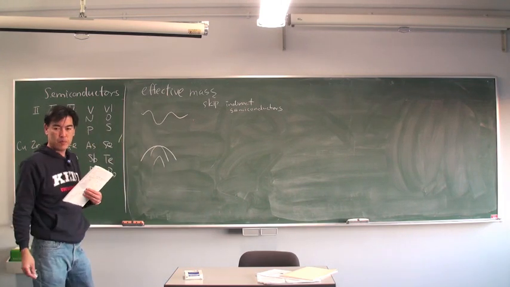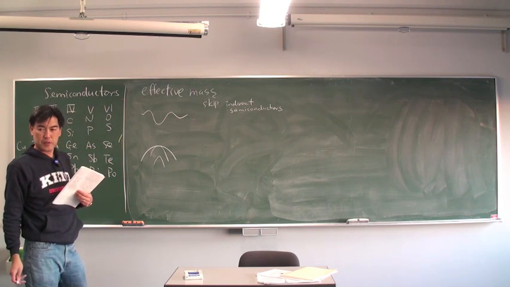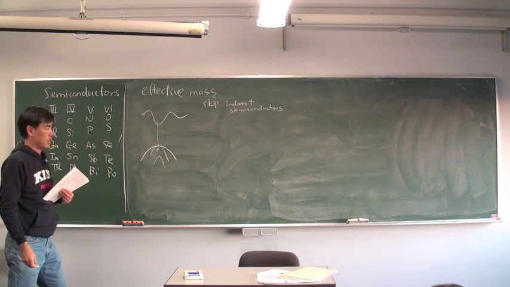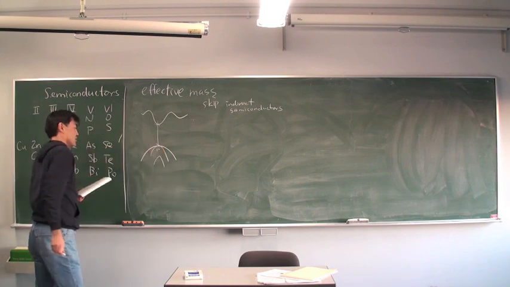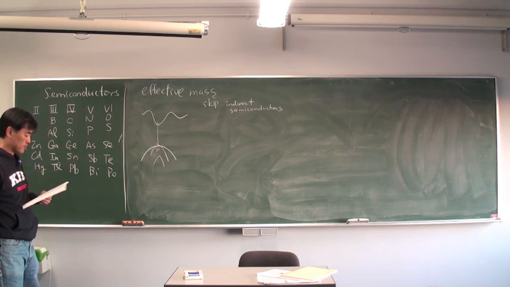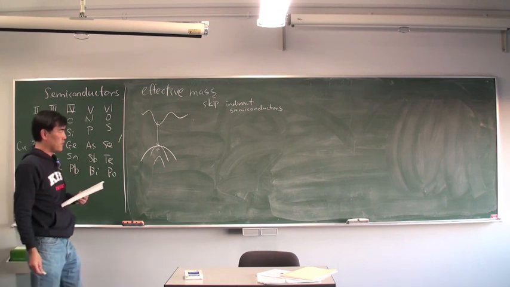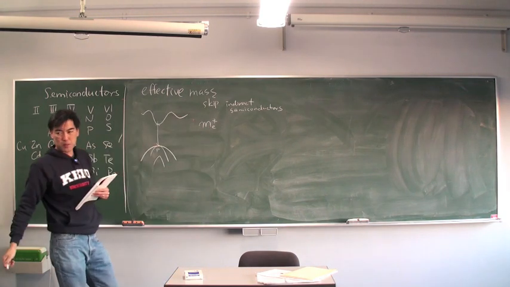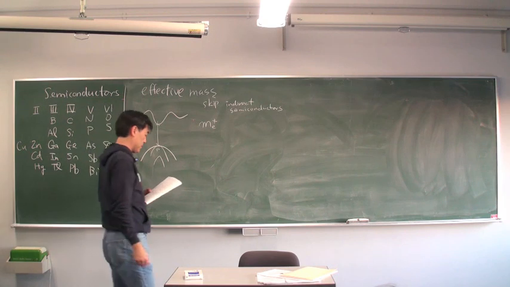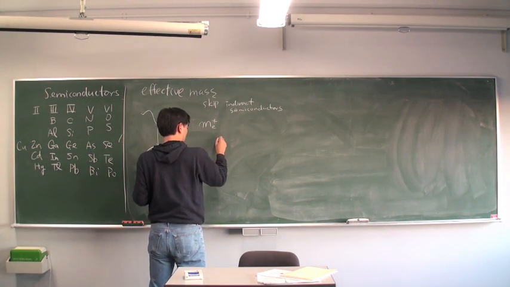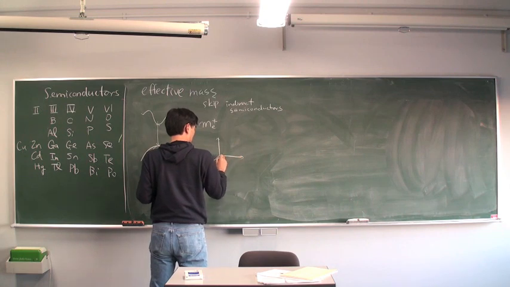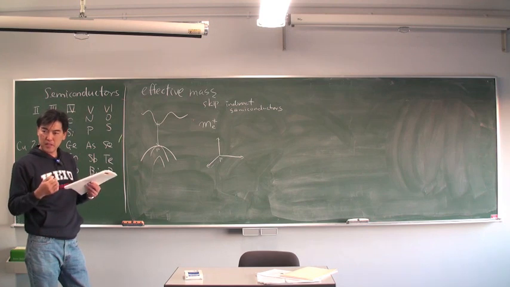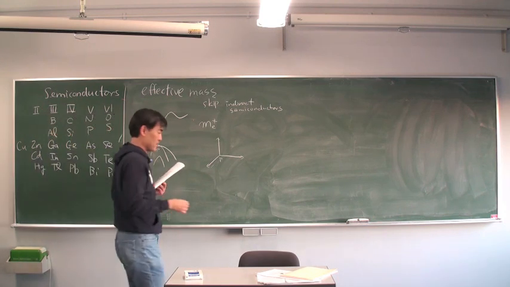So here I draw the energy diagram for direct semiconductors. Direct meaning that at the gamma point, it has a direct transition. Okay? And then for the electron effective mass, because it's a direct semiconductor, the story is quite simple. At the center is the gamma point. Remember, the center is the gamma point in a Brillouin zone.